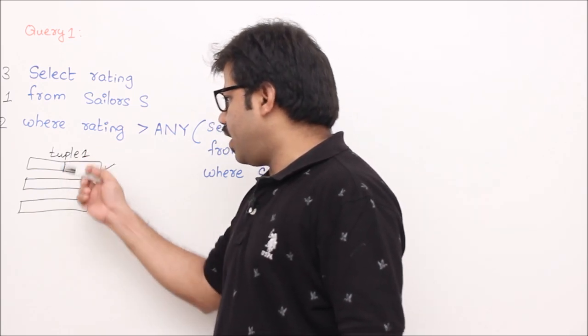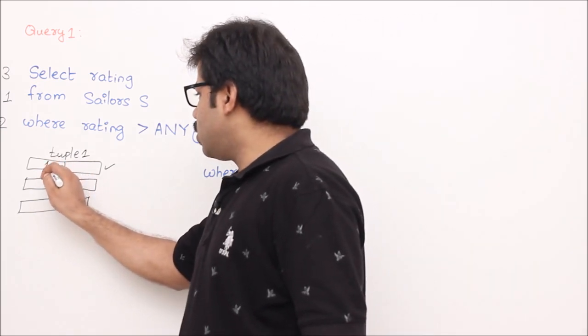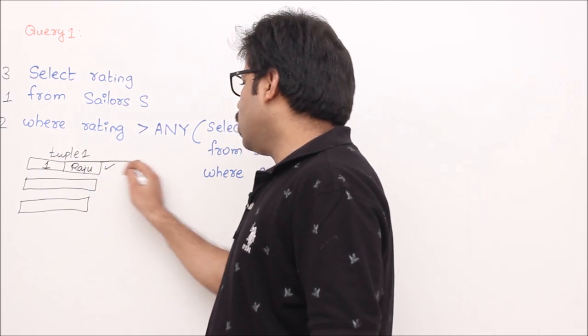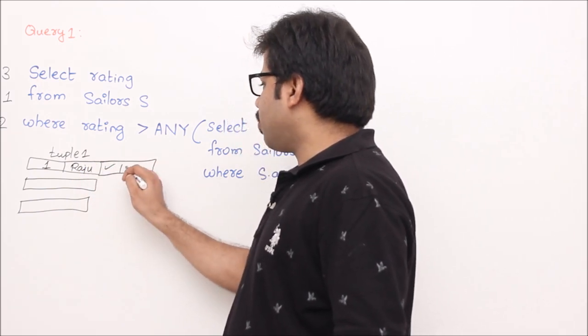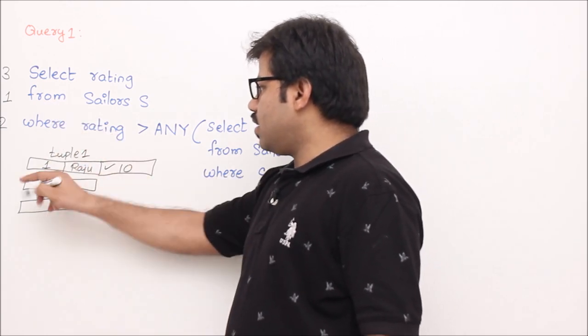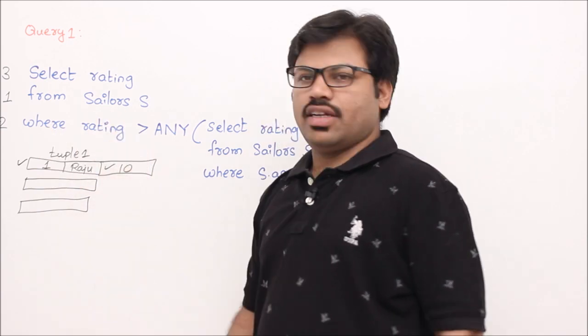Let's imagine some data so that it will be easy for you to understand. For that I use SID 1. Let's say the name of that sailor is Raju, and his rating is 10. Now, how will this query be evaluated? This sailor tuple will be taken. Now this where condition will be evaluated.